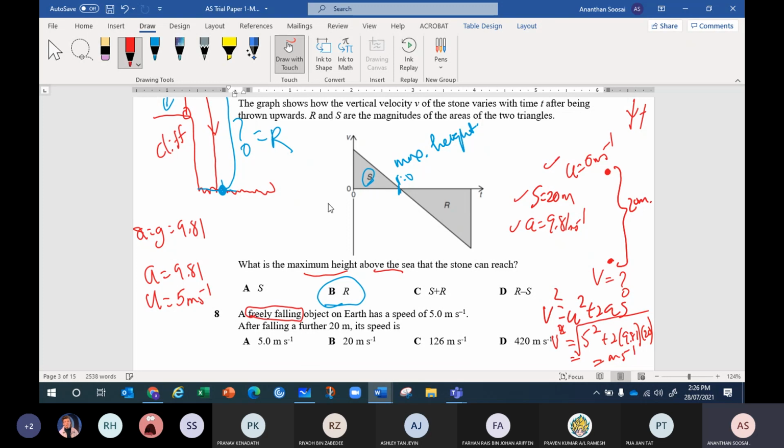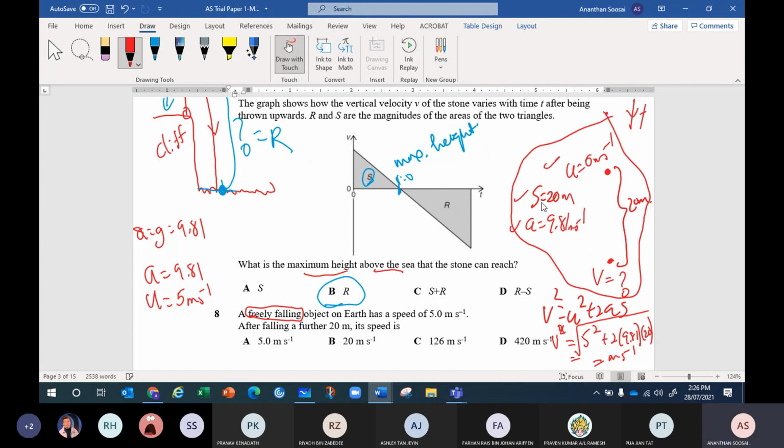Right? So it's kinematics. One of the kinematic equations is to be used. Three data is enough. You know u, you know s, you know a, find the v. This is how you summarize the question, by drawing.